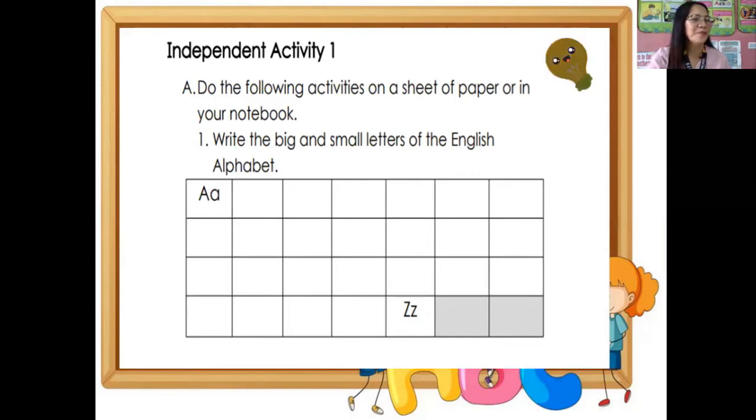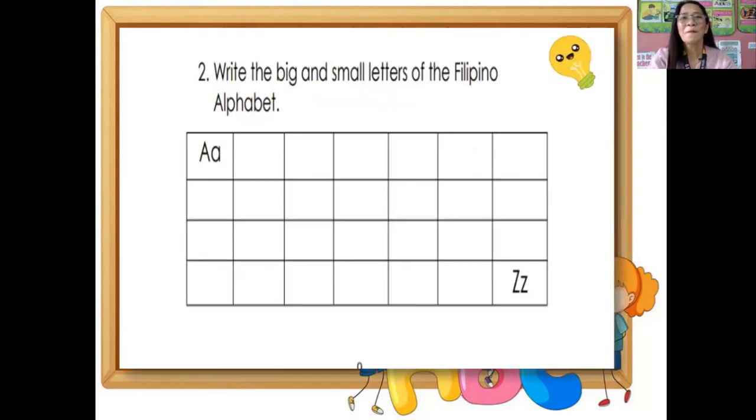This time, answer the activity by yourselves or do it alone. Do the following activities on a sheet of paper or in your notebook. Write the big and small letters of the English alphabet. Write your answer inside the box. Number 2, write the big and small letters of the Filipino alphabet.